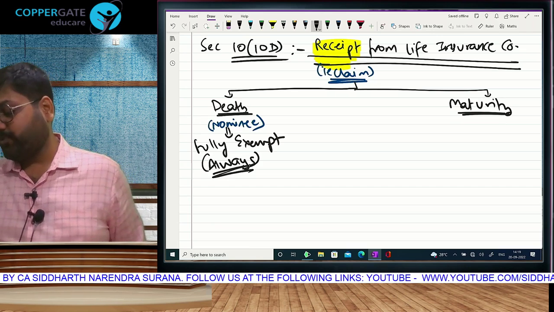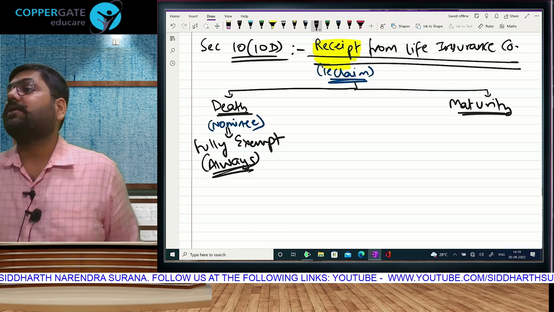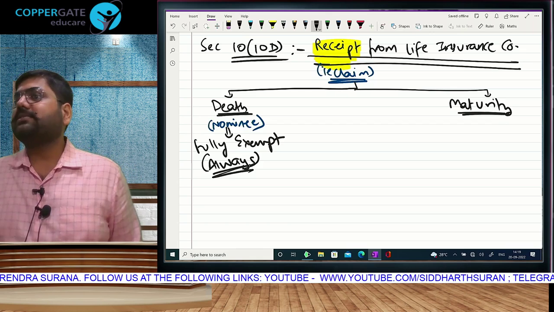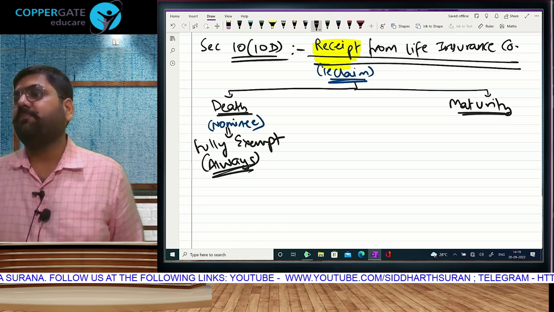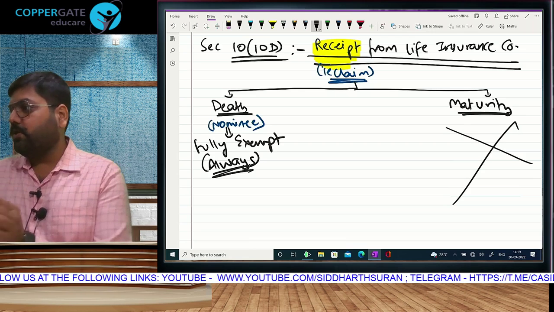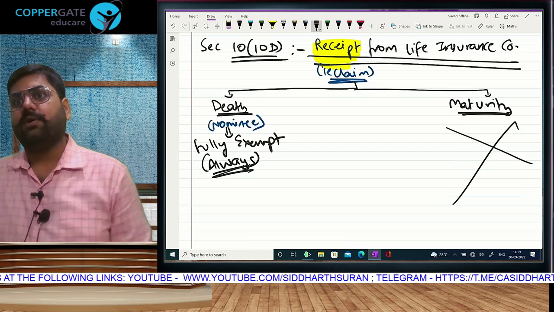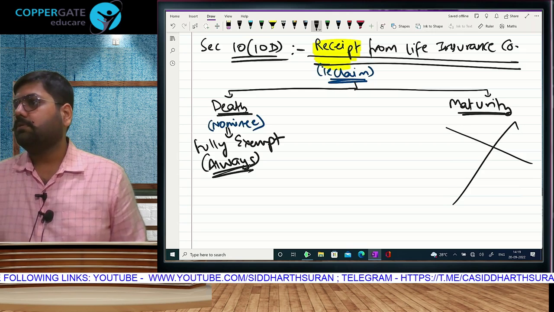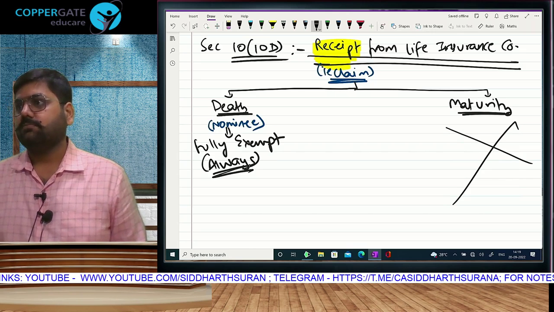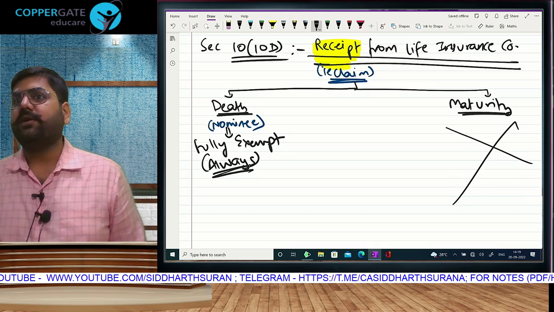It depends from policy to policy. Market में insurance companies sell अलग-अलग type का policy. There is a policy which gives only death benefit. They say that during the policy tenure, if you die, we pay you. Otherwise, we don't pay you. That is famously known as term insurance. Term insurance मतलब no maturity value.